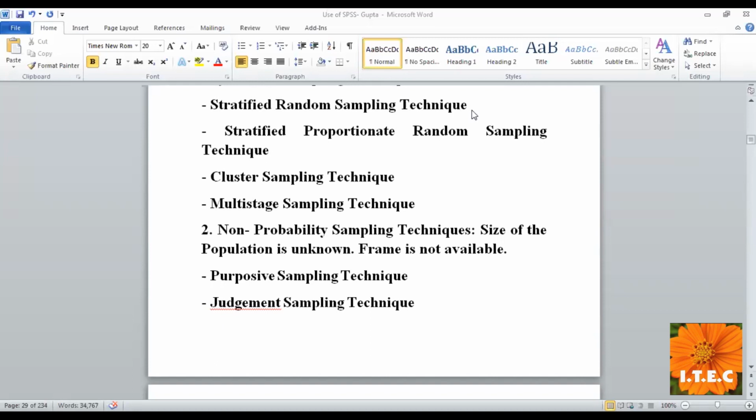More we will talk about tomorrow. So you will decide and tell me whether I should explain the non-probability sampling technique first or the probability sampling technique first. You can decide tomorrow and tell me.